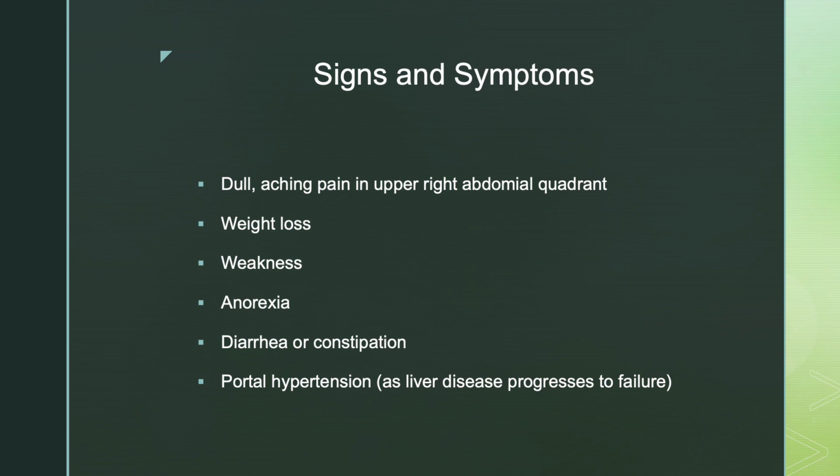So some early signs and symptoms could be dull aching pain in the upper right abdominal quadrant. There will be rebound tenderness upon assessment. They could also experience weight loss, weakness, anorexia, diarrhea or constipation, as well as portal hypertension, and this is of course caused as the liver disease progresses into liver failure. That goes back to talking about that blood flow constriction.